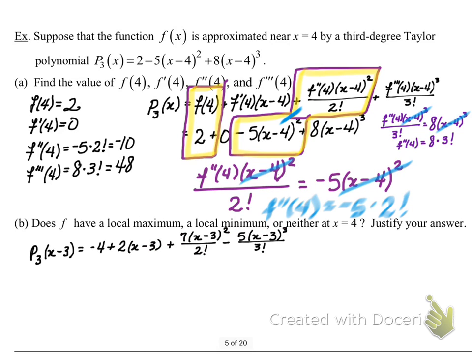Using the formula and the information given, you can create the third degree polynomial for f about x equals 3. This is just simply plugging things into the polynomial.